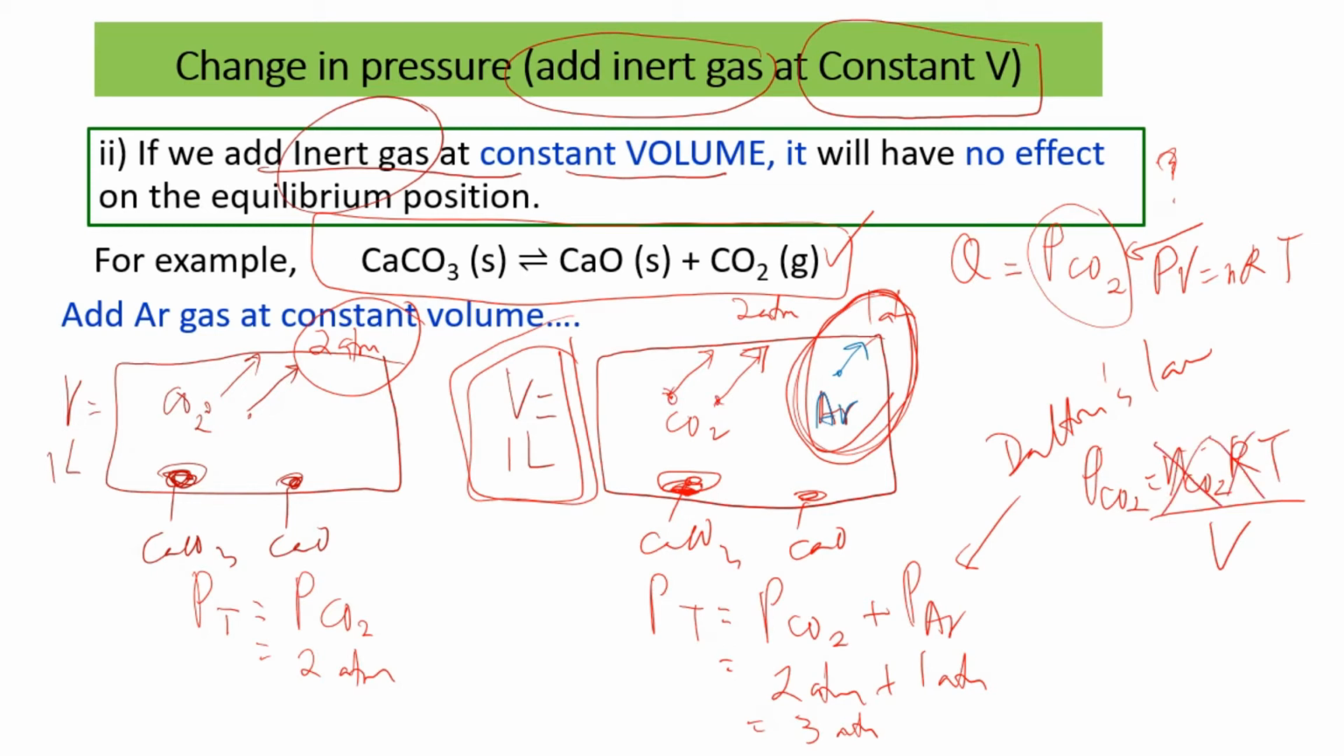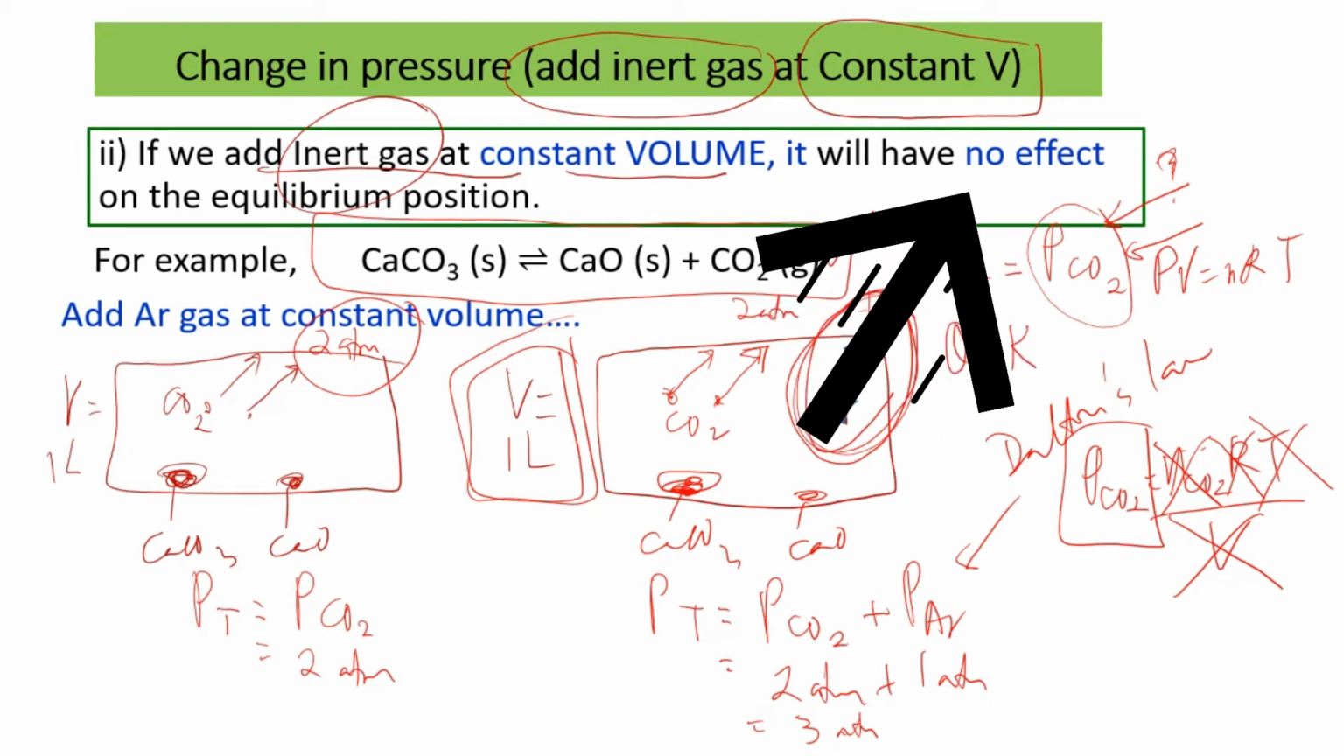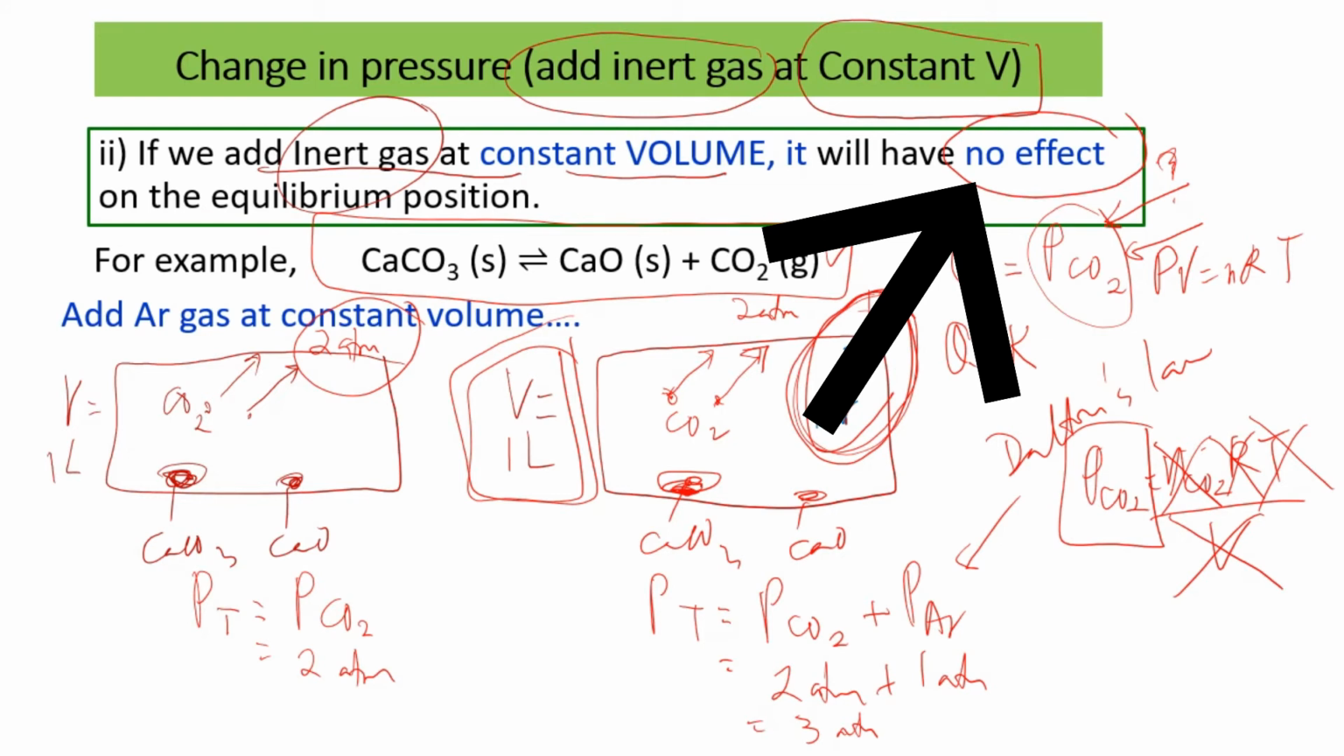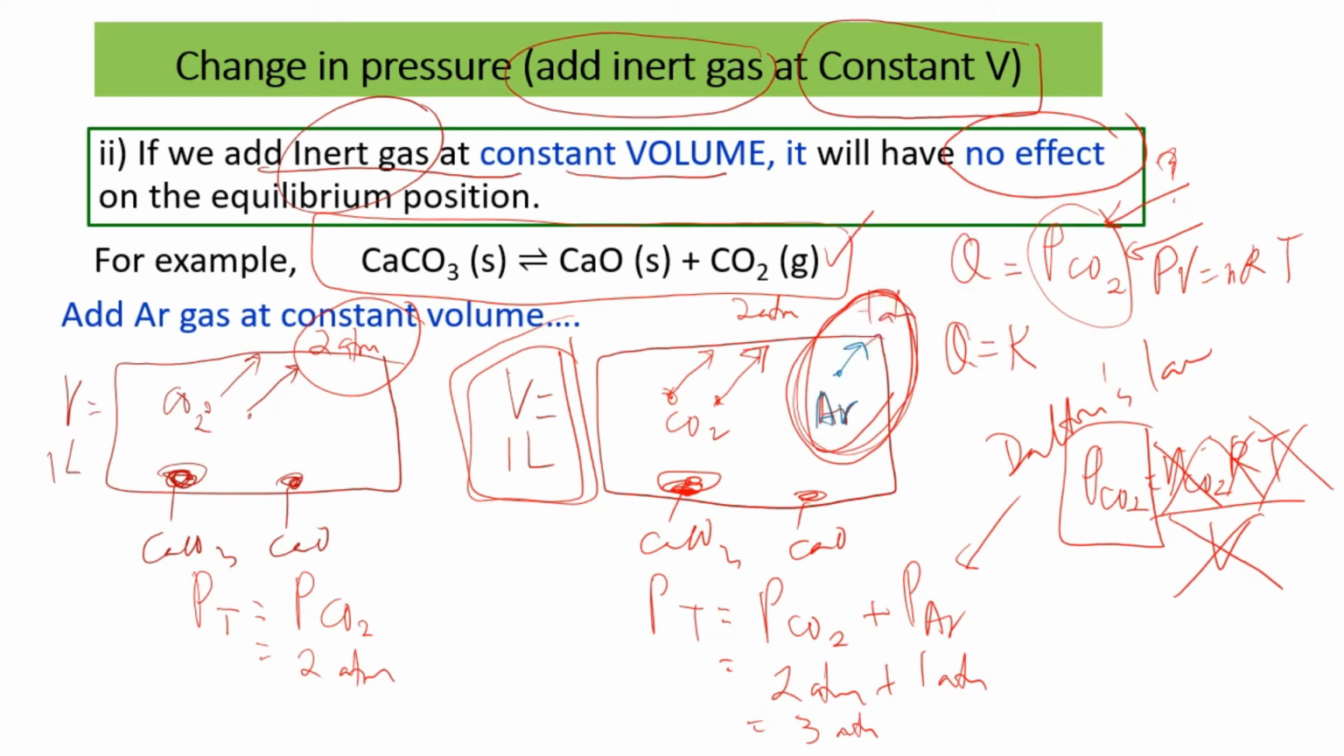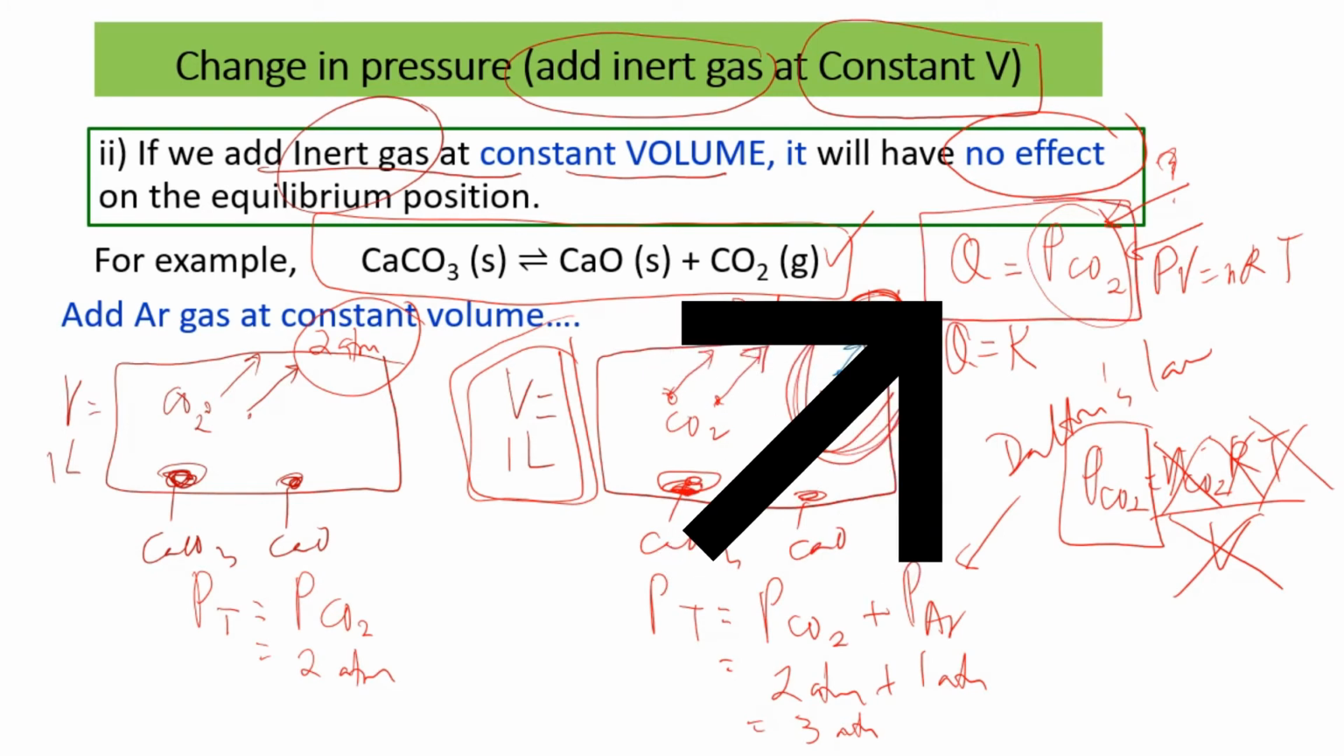R is a constant, the gas constant. Temperature, we did not change the temperature. Volume, we did not change the volume. So basically, if you add in argon, it will not affect the partial pressure of carbon dioxide. So there's no change to the Q. So Q is still equal to K. Meaning what? Meaning that there is no effect on the equilibrium position. So no shifting, nothing will happen because the system is still at equilibrium according to our expression of Q.